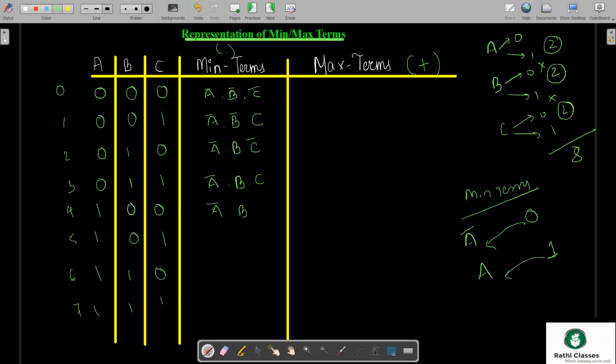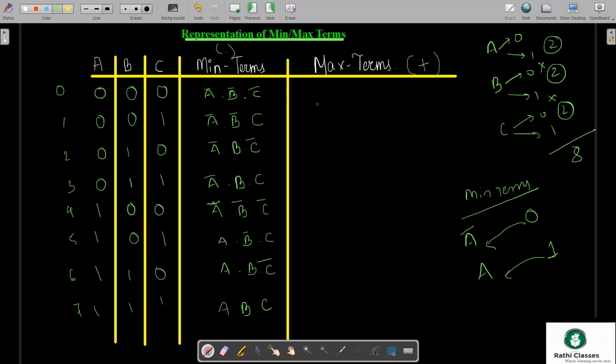For this case, sorry, A, B bar, C bar. In this case, A, B bar, C. In this case, A, B, C bar. And in this case, A, B, C. So this is the way to represent it in the form of minterms.